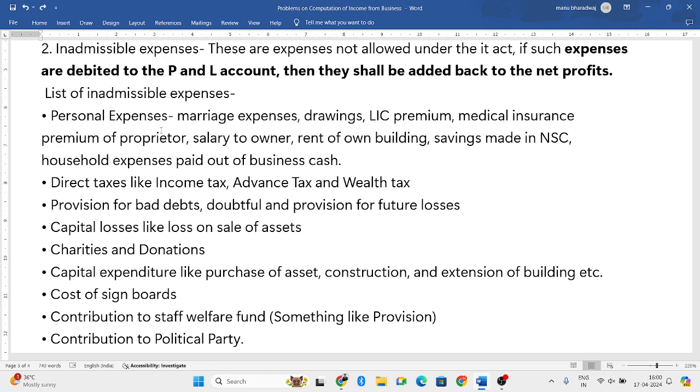Savings made in national savings scheme. Any national savings scheme, if you have made certain savings, again that cannot be shown as an expense here. Household expenses, any expenses related to house property, are not taxed under the income from business head at all.